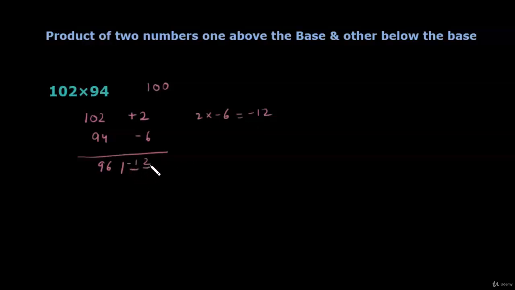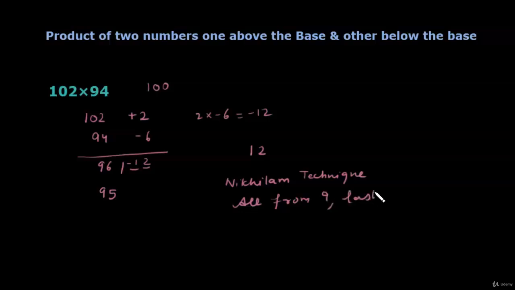Now because the remainder part is negative this time, we will decrease this number by 1 and we will write the difference of 100 and 12 over here, or we can say that we can write the complement number of 12. For writing the complement of 12, we can use the Nikhilam technique also. All from 9, last from 10. That is, all the numbers are subtracted from 9 and the last one is from 10. If we subtract 1 from 9, we get 8. And if we subtract 2 from 10, we get 8. So 88 is the complement of 12.